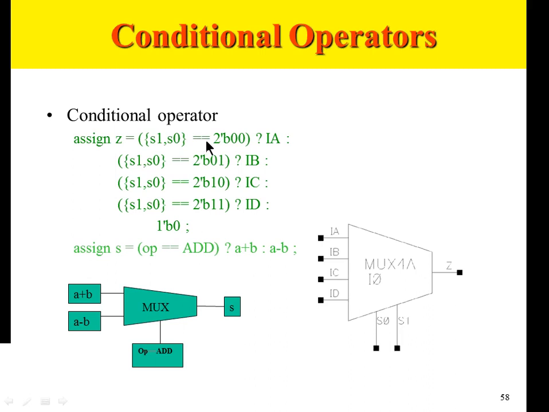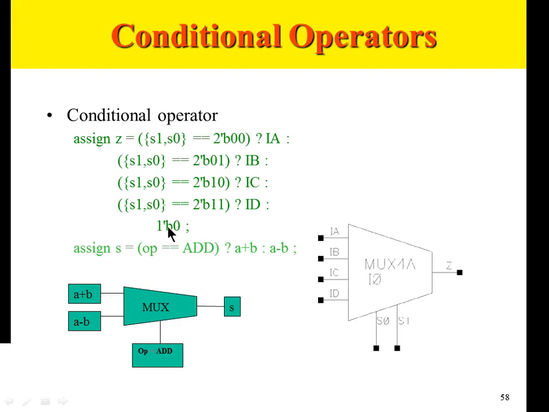If S1 S0 is equal to 2'b00, this is how it is read: 2'b00 means it's a 2-bit binary number. If S1 S0 is equal to 00, then IA, question mark, IA goes to Z, which is the output. IA is input, Z is output. Colon, S1 S0 is equal to 2'b01 question mark IB. So if not 00, if S1 S0 is 01, then input IB goes to output Z. Colon. Else if S1 S0 is 2'b10 question mark IC, then input IC goes to output Z. Else if select line S1 S0 is equal to 2'b11 question mark ID, input D goes to output Z. Else, by default there should be some value.